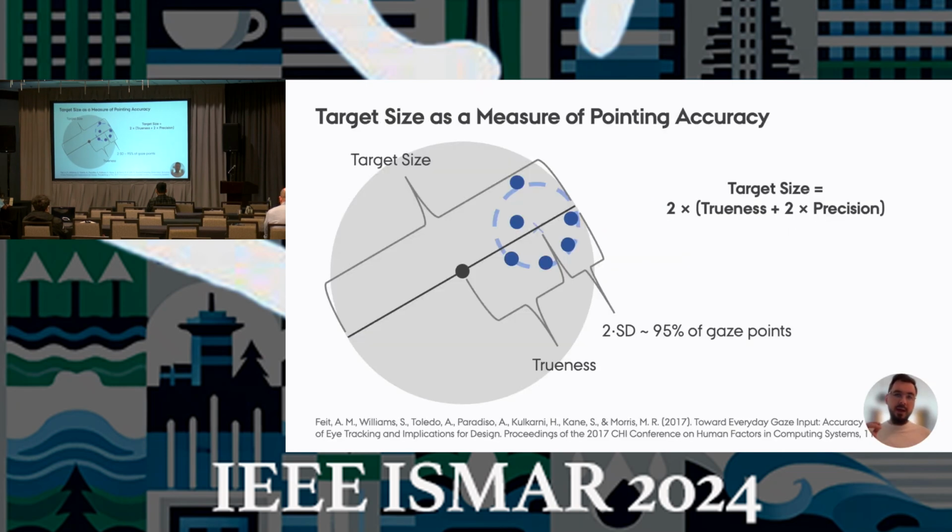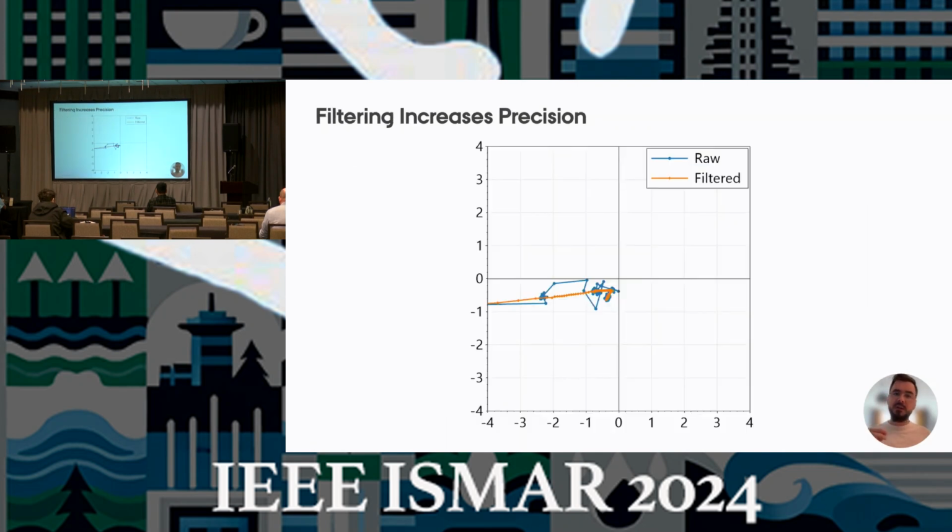However, we require an aggregate measure that will allow us to compare the effect of gaze filters on pointing accuracy. In this work, we use the measure of target size proposed by Anna-Maria Veit and her colleagues that represents the size of the target that can be reliably selected given a signal with known trueness and precision. Here you can see how a simple moving average filter smoothes out the jittery raw signal. The smoother the signal, the higher the precision, and thus the lower the target size.